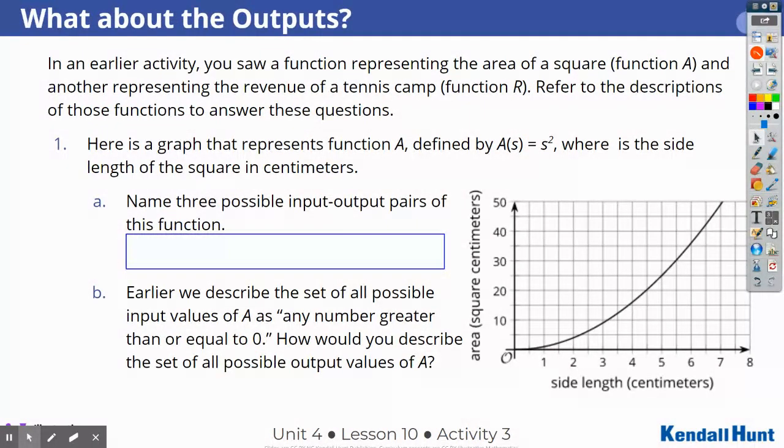Okay. Earlier we looked at this function. This is the same one of the square. So the area of a square is represented by A of S equals S squared, where the side lengths of the square are in centimeters. So I want you to try to name a possible input-output pair of this function. Okay. So some possible input-output pairs you could have had would have been 2, 4, 3, 9, 4, 16, 5, 25.